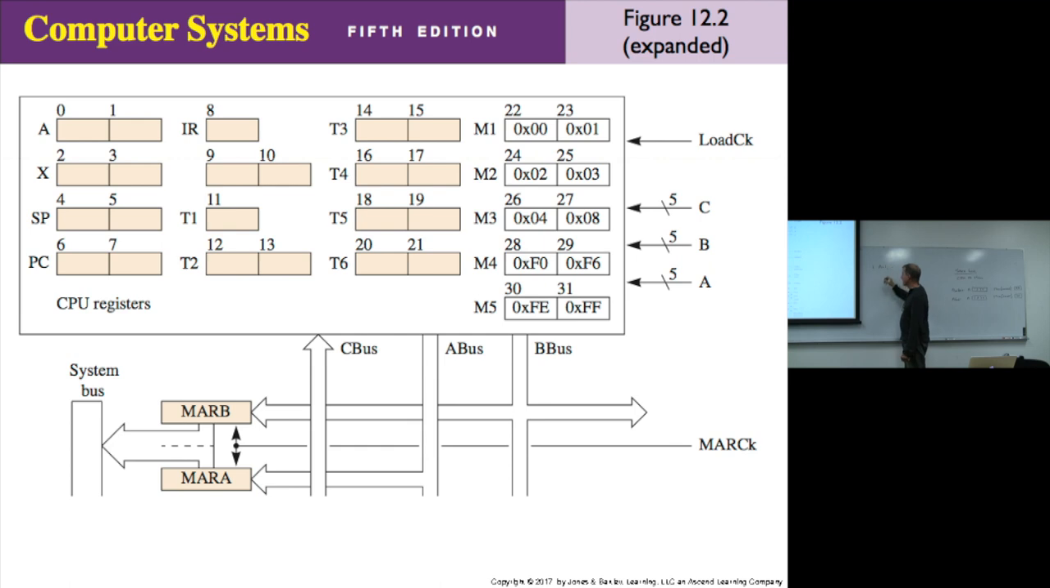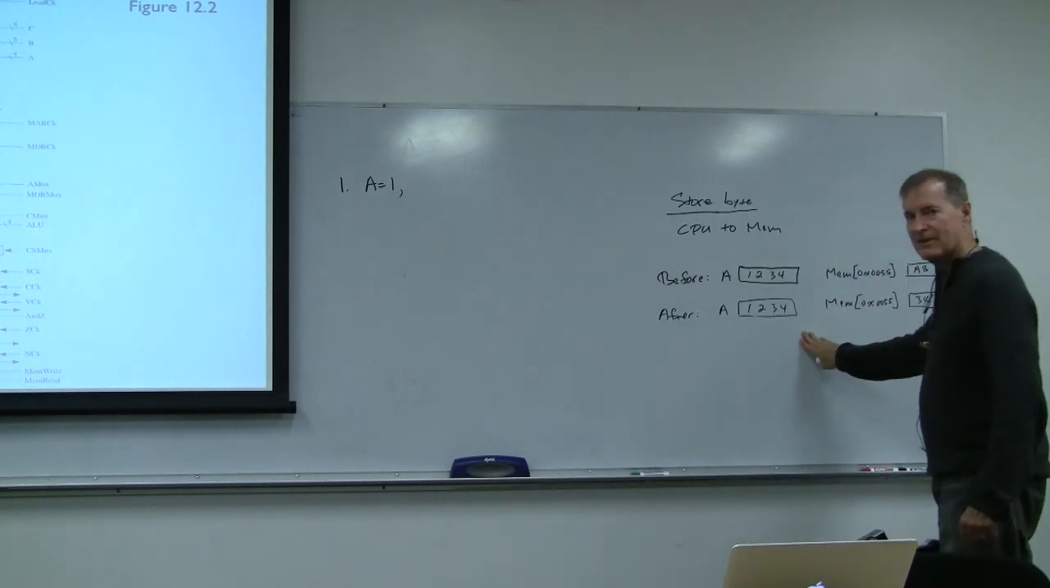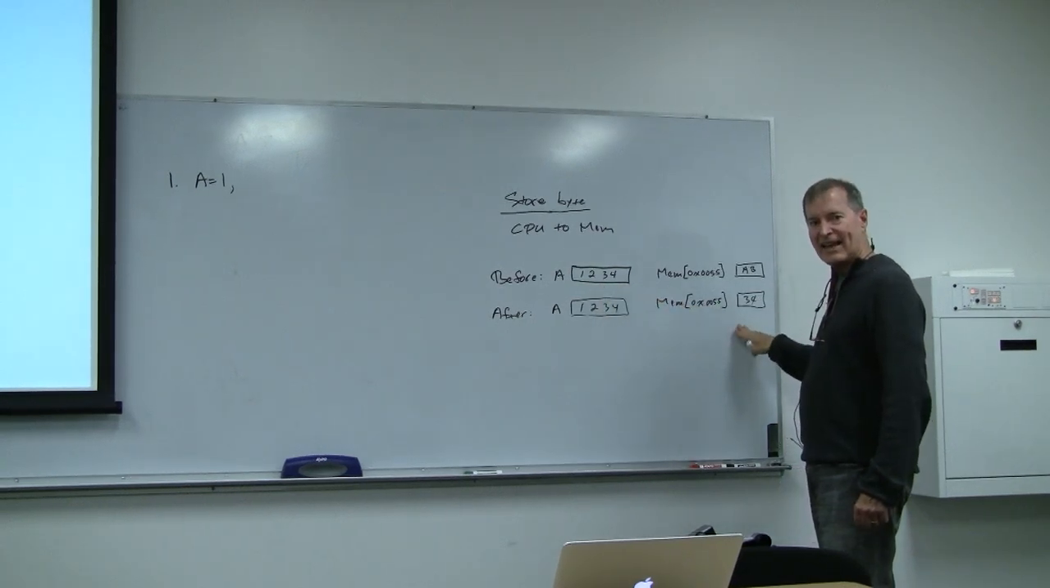Okay, so now it's on the A bus. When we say A equals 1, you understand the low order byte of A is going to be on the A bus. Where can it go from the register bank on the A bus? And where do we want it to go? Let's come over here. Where eventually do we want this 3, 4 to go? Into memory at what address? 0055.